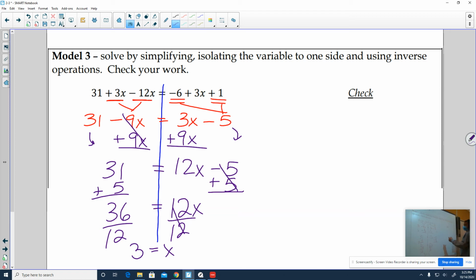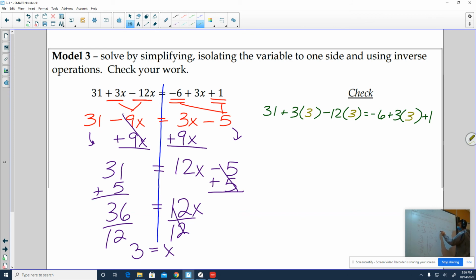Once again, quick check. Let's go back to our original equation. 31 plus 3. Now that x has to go in there. I'll put it in a second. Minus 12. Now that x has to go in here too. Equals negative 6 plus 3. Now that x has to go in here too. Plus 1. Now which x goes in there? The one we solved for. So that's going to be a 3. Right? Replace the x's with the value that you solved for and see if it's true.